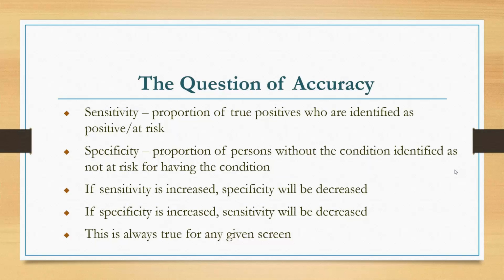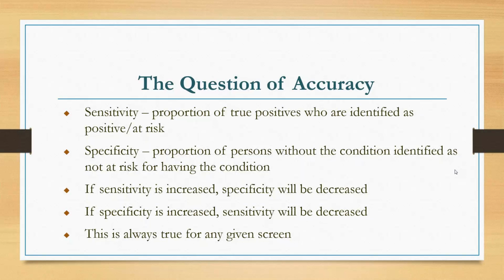So sensitivity is that proportion of true positives who are identified as positive or at risk. Specificity is the proportion of people who do not have the condition identified as not having the condition. Sensitivity and specificity are not affected by base rate. The screening yields are defined by base rates, but the sensitivity and specificity are independent of base rate. Now, as I mentioned in the previous slide, if you increase one, you decrease the other.